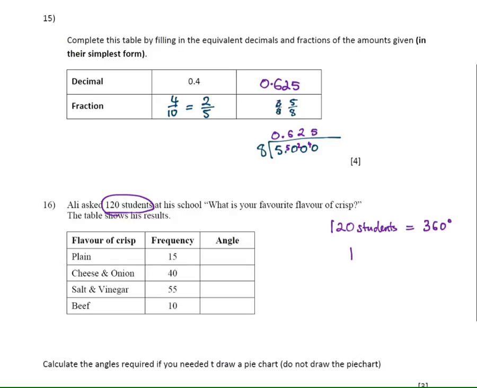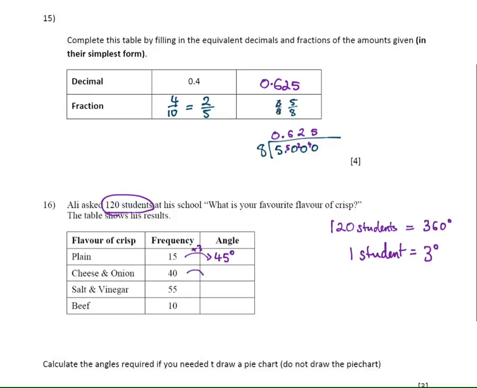They've given you a nice number of 120, so this means that one student, if you do 360 divided by 120, you get 3 degrees. So each student represents 3 degrees. When you know this, the question becomes very straightforward. If we look at the number of people who chose plain flavoured crisps, that was 15 people. Each person represents 3 degrees. 15 times 3 is 45.